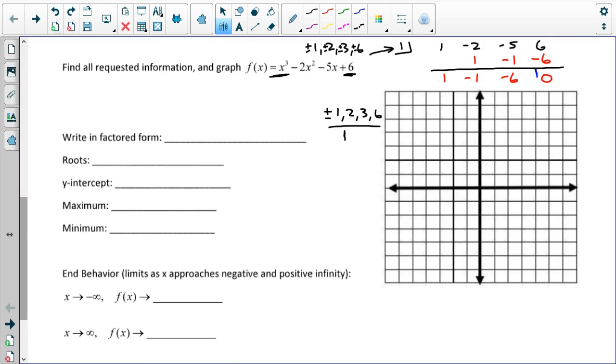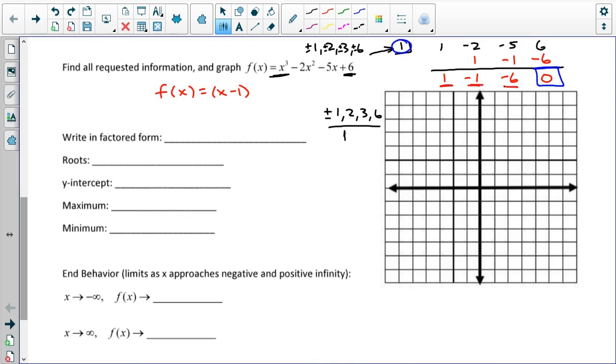The good news, once again, is anytime I get 0 as my remainder, then the number that I picked here is a root, which means that the factor x minus 1 works in this function. So f of x equals x minus 1, and then this will be the x squared term now.